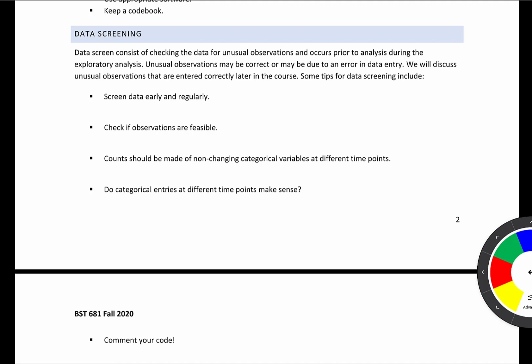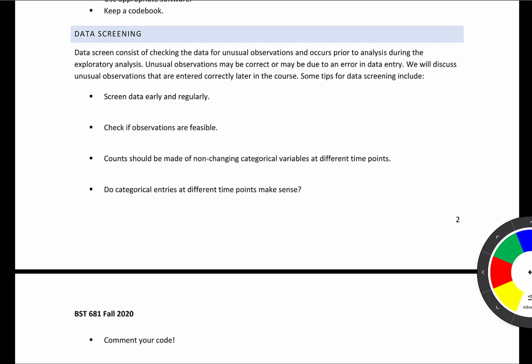You want to check if observations are feasible. For example, if one of the questions you ask respondents is what is your age, and somebody says 400, well, is that 400 years? Because if so, that's not a possible value. So you know that something has gone wrong there. Is it 400 months? If so, that seems like an odd way to enter that. So again, there are multiple things that can happen here.